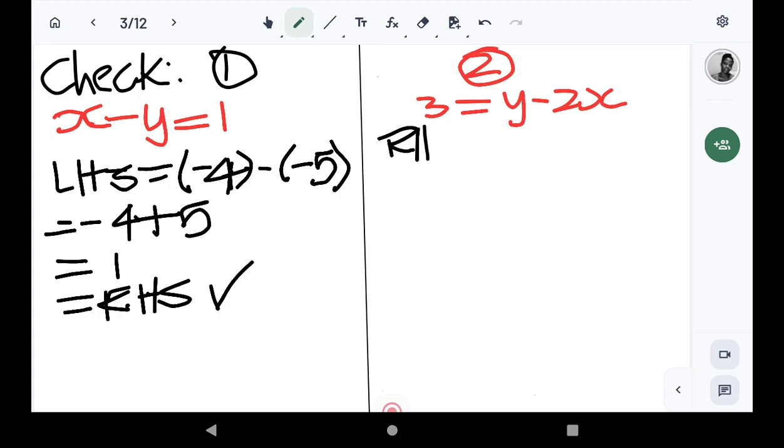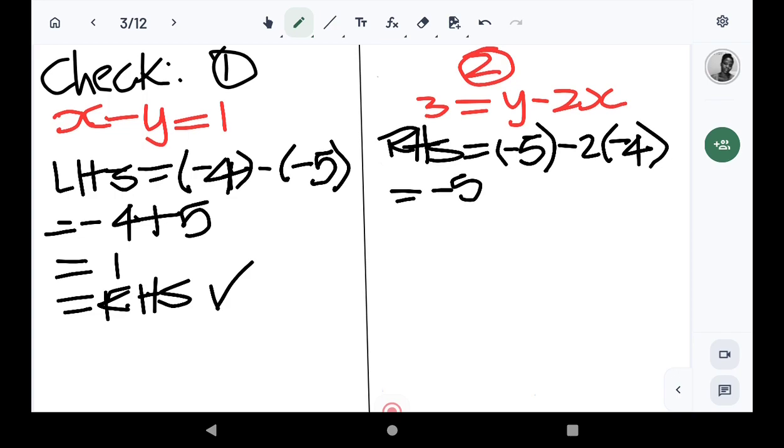So we go right hand side equals to, for y that is negative 5, where there's y we'll put negative 5, where there is x we'll put negative 4. That is equals to negative 5. Negative 2 times negative 4, that is plus 8. That is equals to 8 minus 5, or negative 5 plus 8, that is equals to 3. Meaning that which is equals to the right hand side, left hand side. So yes, it checks out.